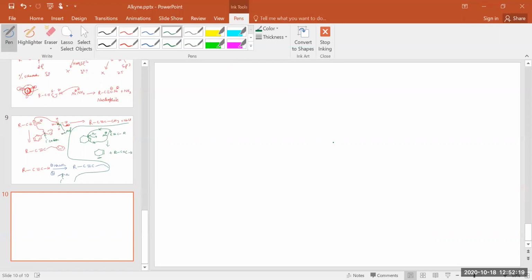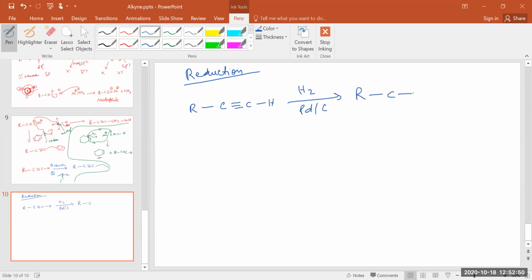Then the last part of this topic is the reduction reactions. The reduction of a triple bond: if you take hydrogen in the presence of palladium on charcoal, because the alkyne has two pi bonds, two pairs of hydrogen will be added and the alkane will be the product. It happens in a stepwise process. But there is another catalyst called Lindlar's catalyst.